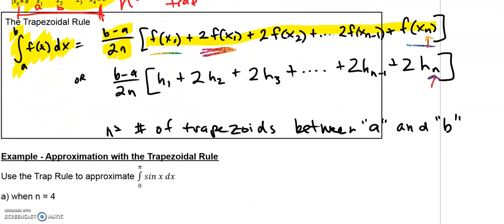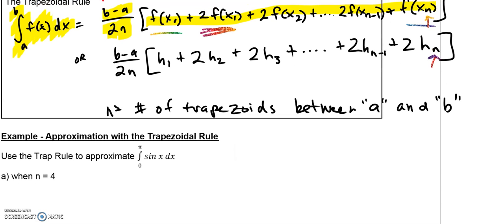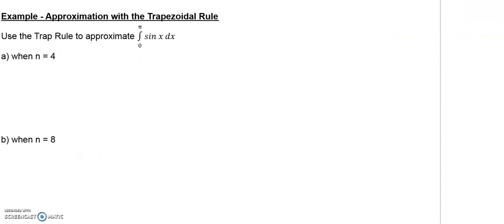Now let's take a look at an example. Use the trapezoidal rule to approximate sine of x between 0 and pi, and we're going to do it when n is equal to 4 and when n is equal to 8. So using this formula above, go ahead and pause the video and see if you can try to do this one on your own. And when you're finished, unpause the video, come back and see how you did.